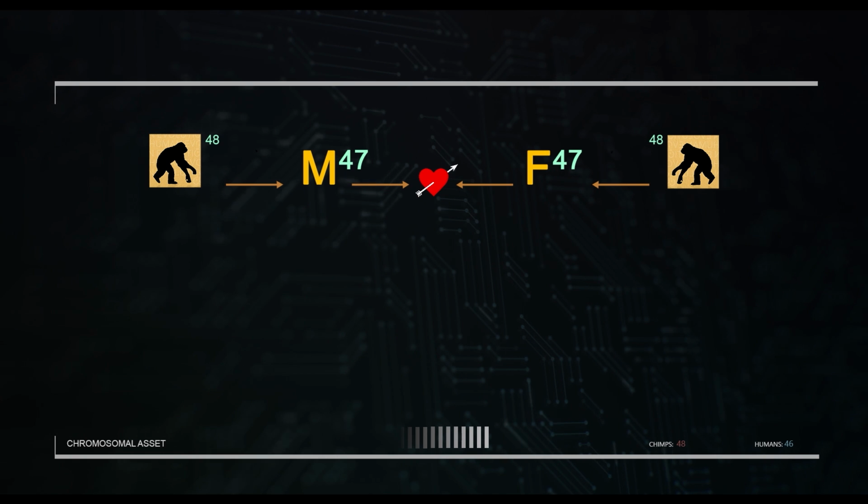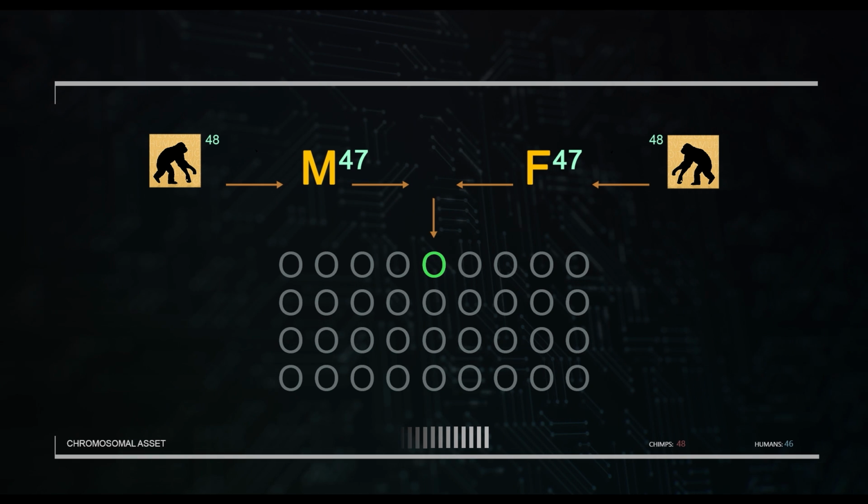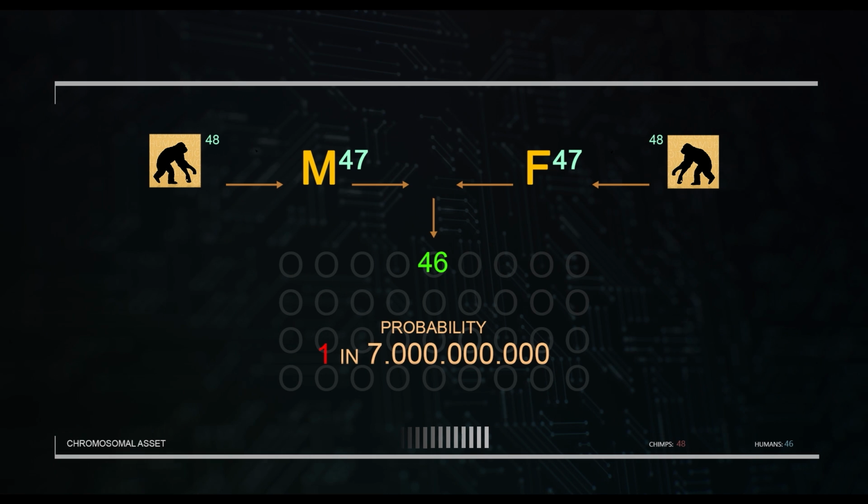And at that point, if fertilization occurs, there will still be 36 possibilities of genetic combination, of which only one will lead to the embryo with 46 chromosomes. The odds of success are about 1 in 7 billion, and to stabilize the new genetic structure and number, identical pairings would be needed.